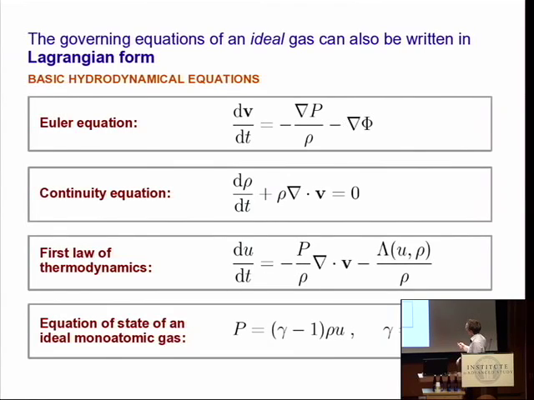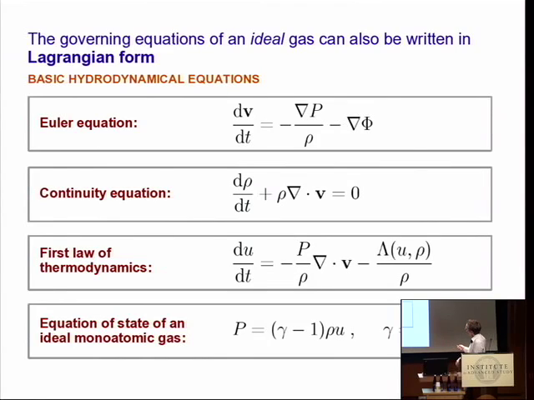Here you have a convective derivative, d/dt. This is basically the partial derivative plus v dot gradient operated on v. And that's the acceleration of a fluid parcel. It is accelerated by the pressure gradient and by a gravitational field. So that's the acceleration equation.